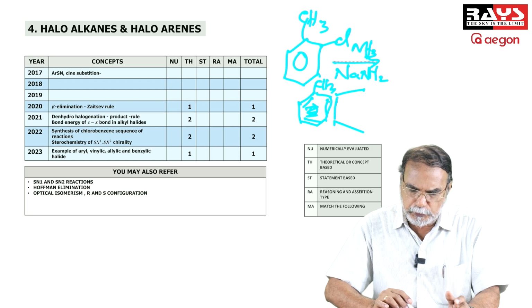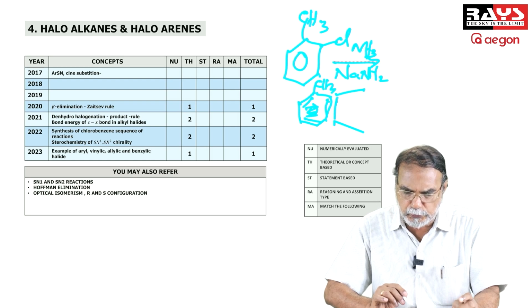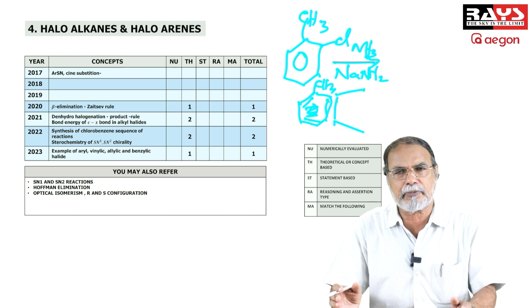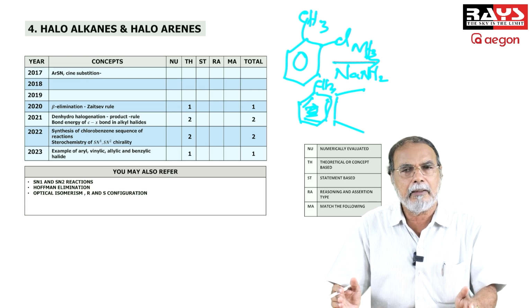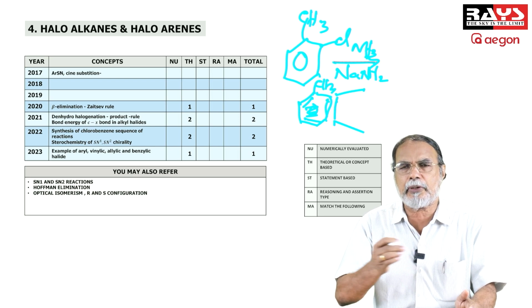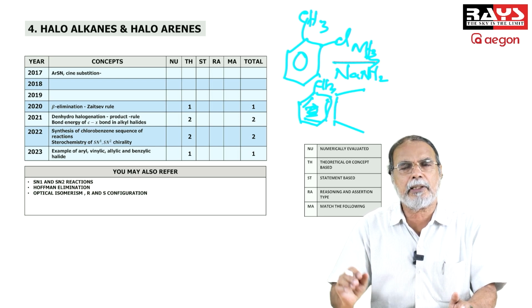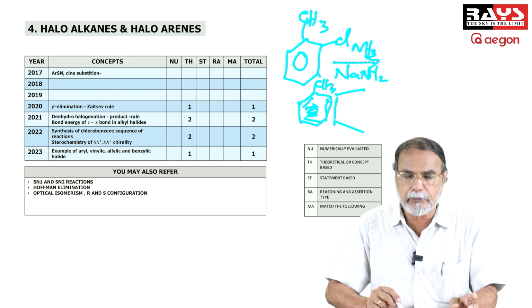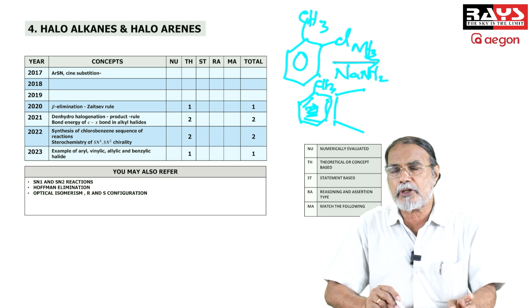The question in 2022 was the synthesis of chlorobenzene, the sequence of reactions. For example, starting from aniline, you have diazotization followed by Sandmeyer reaction. Such a sequence of reactions in the preparation of a particular compound may be asked as a question. There was also a question on the stereochemistry, which is very important, of SN1 reaction and SN2 reaction.